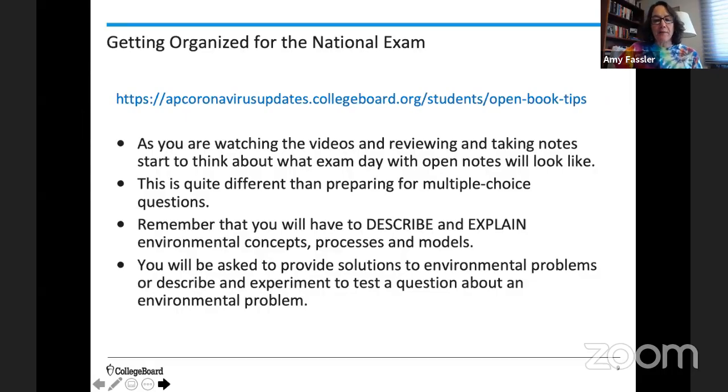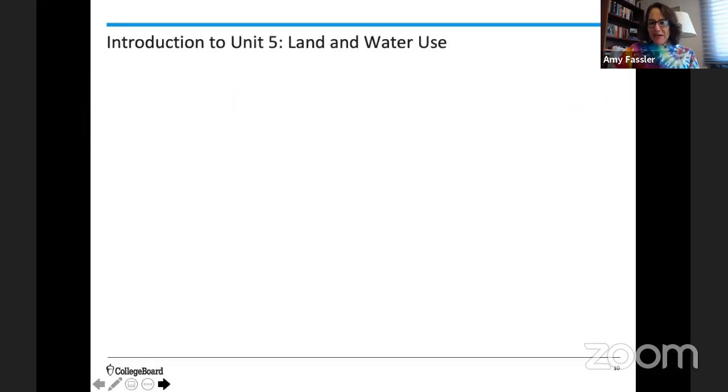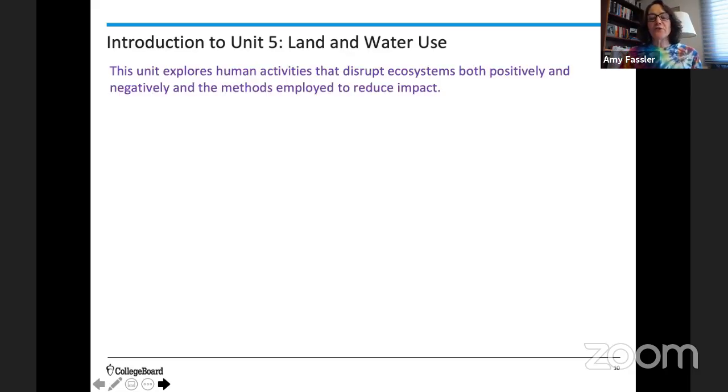as manage your time. So we're moving into Unit 5 on land and water use. This unit explores human activities that disrupt ecosystems.